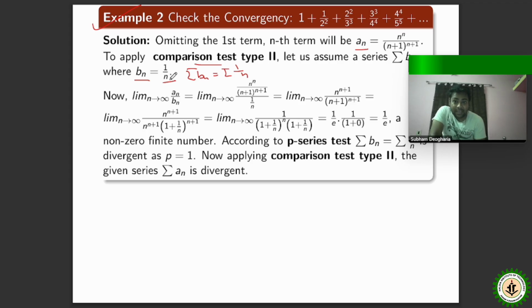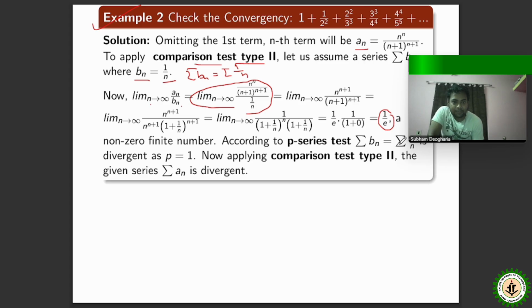Now to apply the comparison test of type 2, we take the limit as n tends to infinity of an by bn. After simplifying, we get the limit as n tends to infinity of 1 by (1 plus 1 by n) to the power n into (n plus 1) plus 1 by n. This will give the value 1 by e. So this is a non-zero finite term. So from the comparison test of type 2, an and bn are convergent and divergent together. If bn is convergent, then an is also convergent.